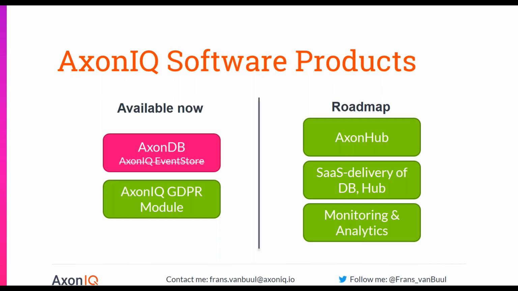Some stuff on our roadmap is the Axon Hub. That will be the first thing. We're considering to create SaaS-based versions of our software products in addition to the on-premise delivery we have now. And we're also exploring monitoring and analytics. If you're on our mailing list, we will, of course, keep you informed of everything that's happening in those areas. But for now, we'll focus on AxonDB.